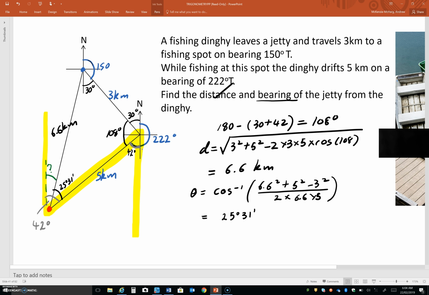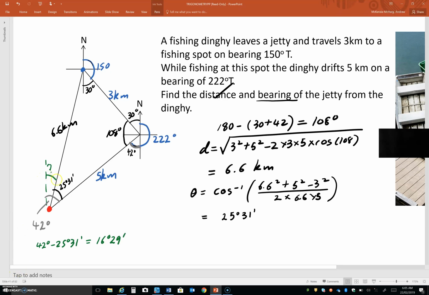So the key here, or the way to do this, to get that bit of green angle, well, it's the difference between 42 degrees and 25 degrees 31 minutes. So let's do it. So that bit of green angle is the difference between those two. 42 take 25 degrees 31 minutes. So that gives us 16 degrees 29 minutes.